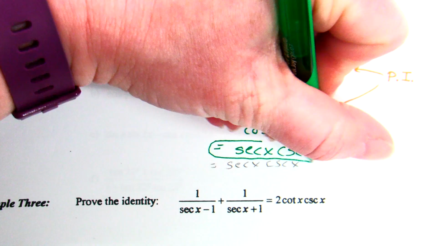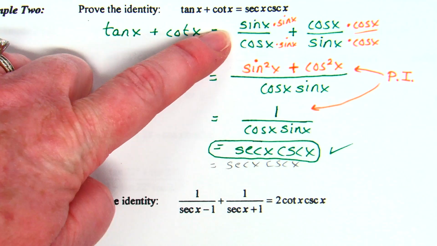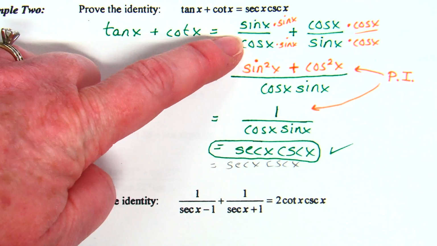If you had changed up here to secants and cosecants, you would have had what? Secant x over cosecant x plus cosecant x over secant x, I think. And you could have done the same type common denominator thing. The Pythagorean identity would not have been as easy, though. That's the one place I see a difference.